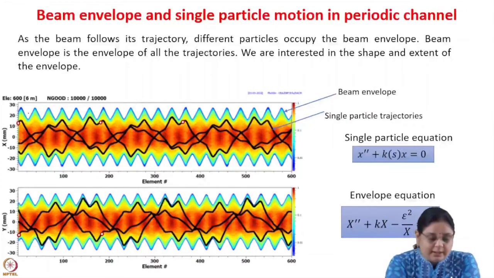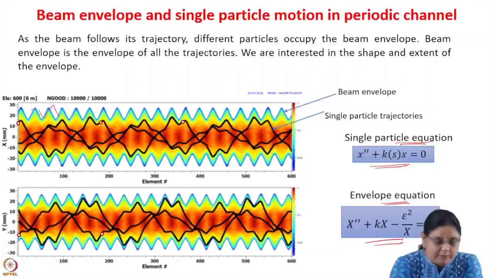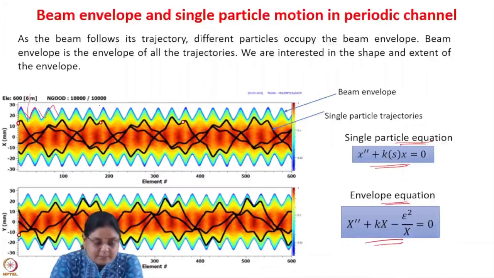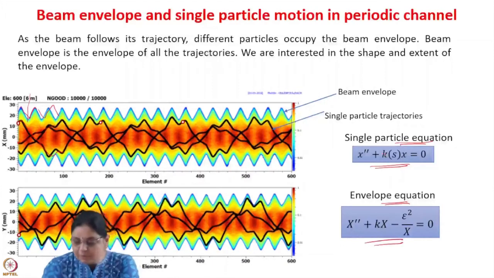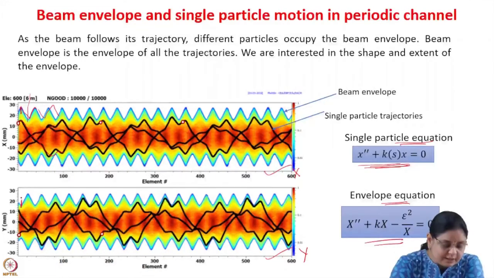In this picture you can see this is the beam envelope, and the single particle trajectories are shown here. So the single particle equation is the Hill's equation, whereas the envelope equation is given by this expression. So the envelope follows this expression here, and the envelope has the periodicity of the lattice because beta has the periodicity of the lattice. However, the single particle does not have the periodicity of the lattice. For example, here this is the trajectory of one particle, this is the trajectory of another particle. So the trajectory depends upon the initial position, but all particles satisfy this equation. This is in X and this is in Y. So you can see here, if it is focusing in X, here it is defocusing in Y. This is for a FODO channel.